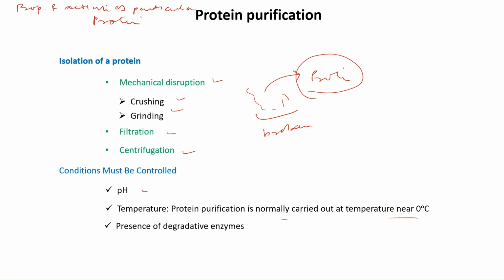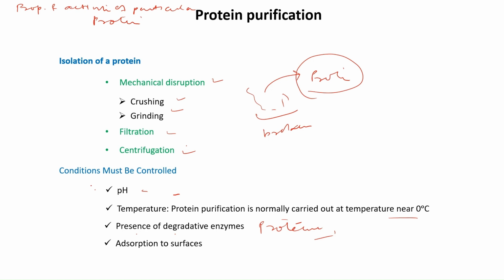Next is the presence of degradative enzymes. Whenever we break open the cell to extract the crude protein, along with the proteins, many degradative enzymes like proteases and nucleases also come out. These proteases can degrade our protein. Therefore, we have to take care of those degradative enzymes so that they do not degrade our desired protein. For that, we generally maintain pH and temperature. These degradative enzymes need to be inactivated, and we can inactivate them by maintaining the pH as well as the temperature, or we can use blocking agents.